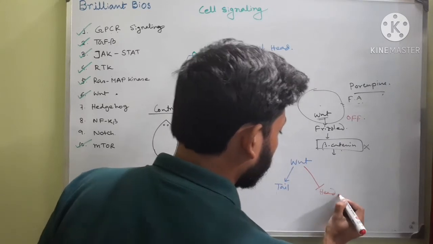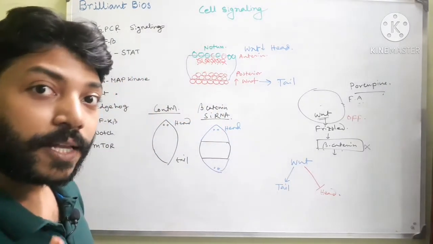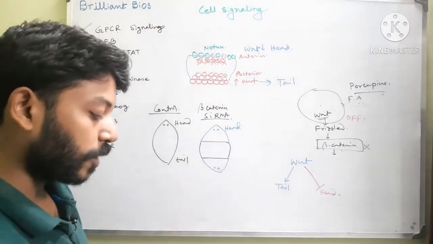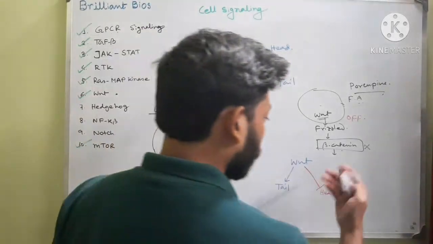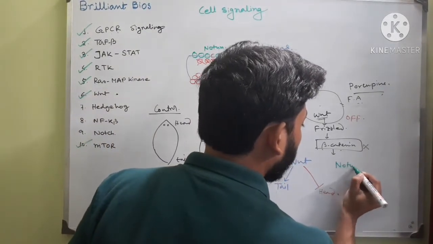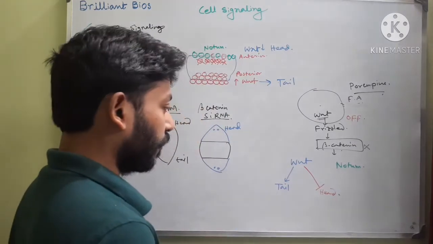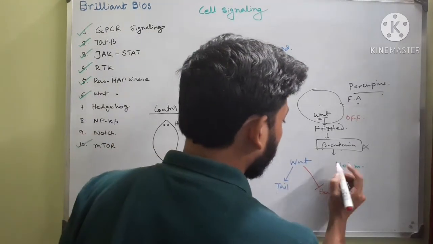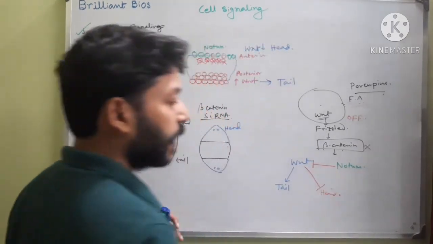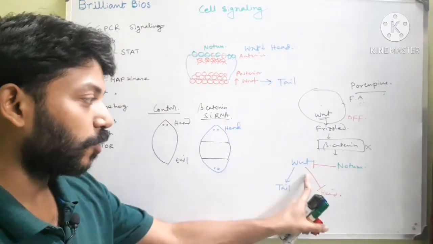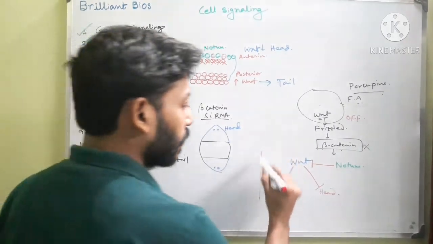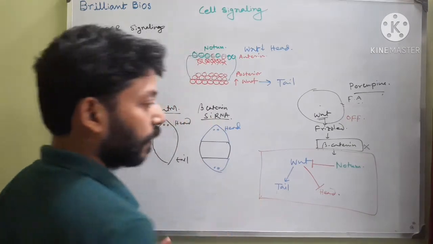You have to understand this. And another protein I have mentioned is called NOTUM. NOTUM, which is present in the anterior portion, prevents the WNT. So in the anterior portion head forms, because there is no WNT. This is the circuit. This is the simple circuit.